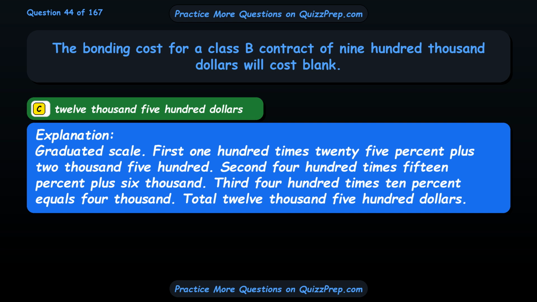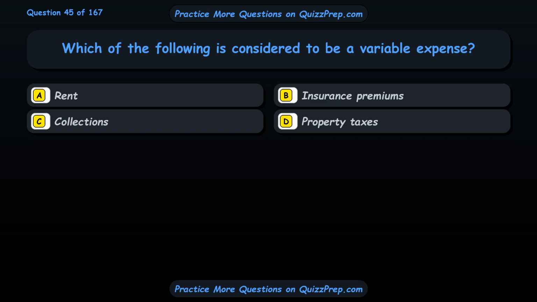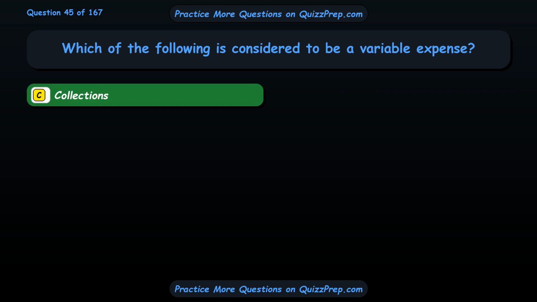$12,500. Question 45. Which of the following is considered to be a variable expense? Option A. Rent. Option B. Insurance premiums. Option C. Collections. Option D. Property taxes. The correct answer is option C. Collections.